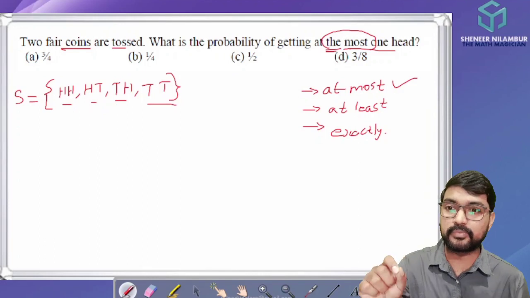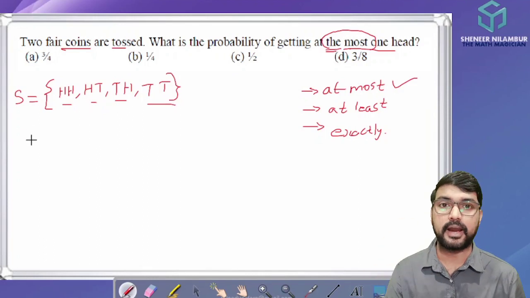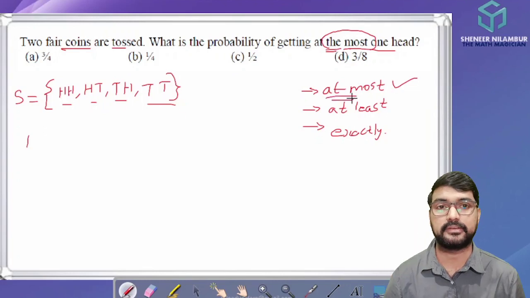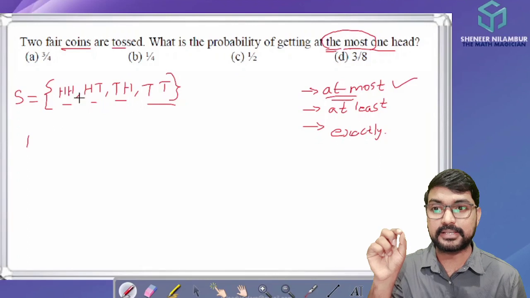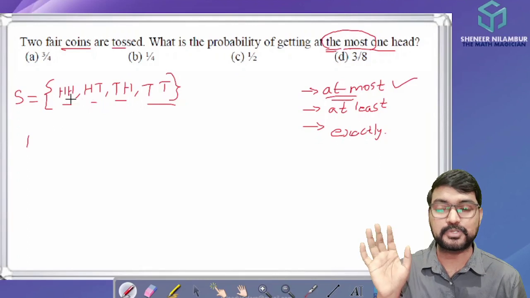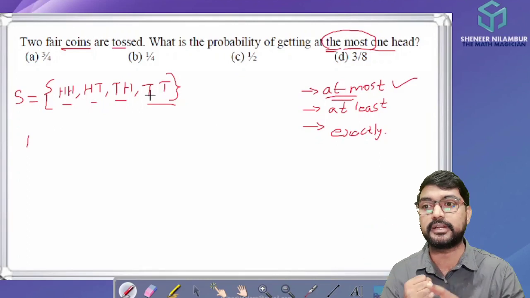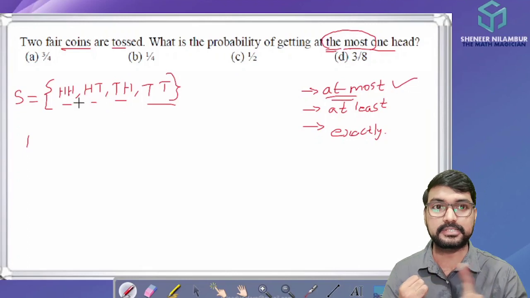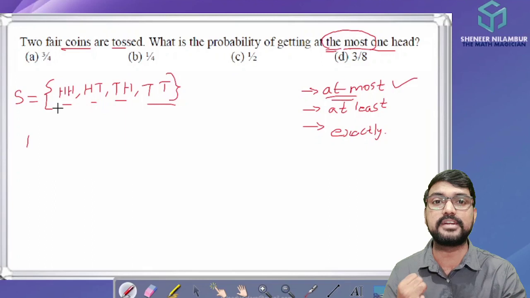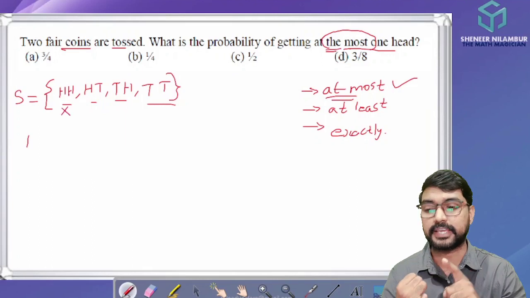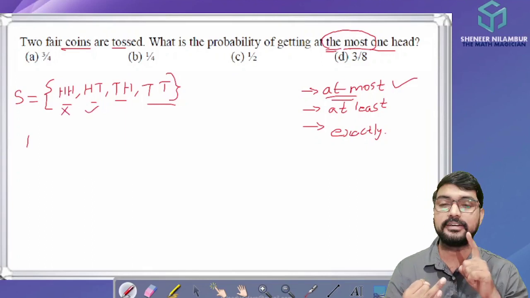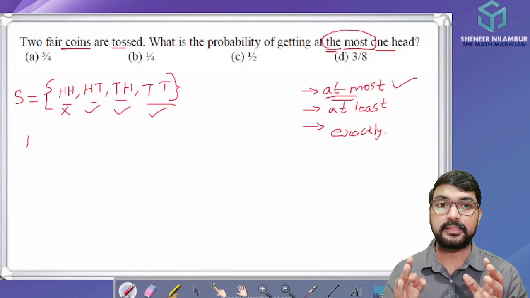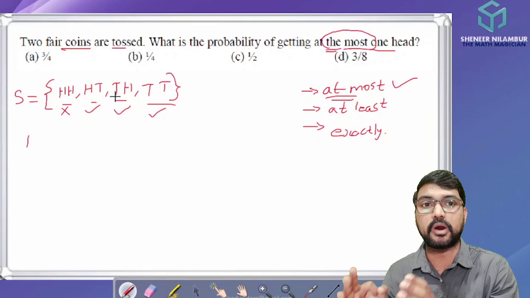Now we can think of the words at most one head. At most means maximum one head can be. Less than one head, no problem. So at most one head means we should not select the first option, because 2 heads are coming there. So we can select HT, or TH, or TT. So these 3 are favorable to our condition.